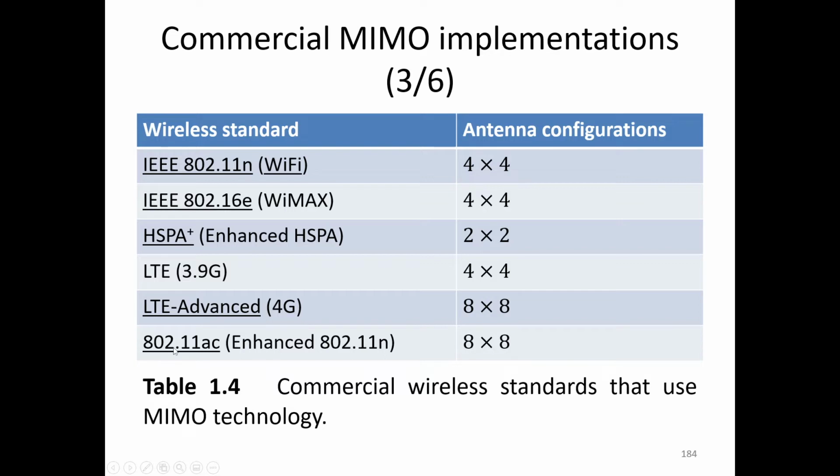So 802.11ac is an enhancement of the IEEE 802.11n standard, and the antenna configuration is 8 by 8. Okay, so table 1.4 lists some commercial wireless standards that use MIMO technology.